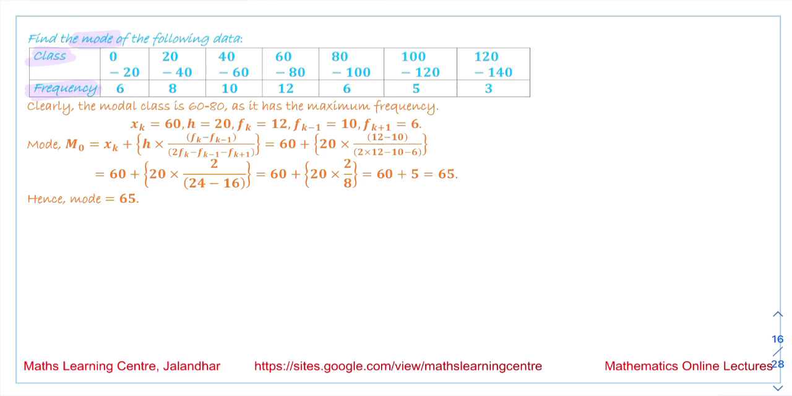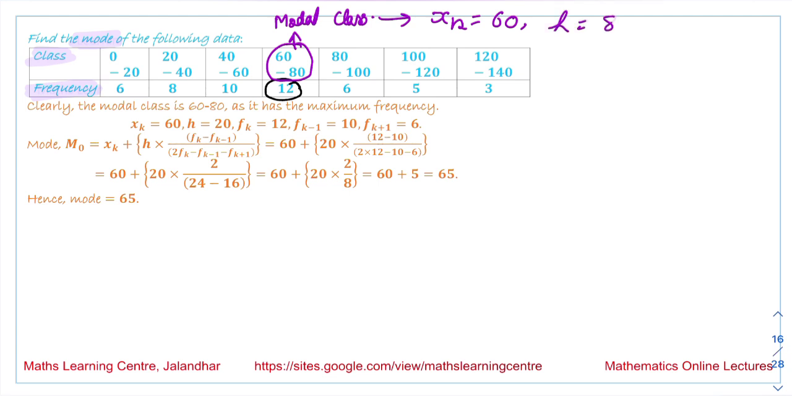So the first step we have to do is look at this data, look at this frequency, and we can see that the maximum frequency is for this class. It means this class over here, 60 to 80, is the modal class. If this is the modal class, it means the value of xk that we have is equal to 60, and the value of h that we have is 80 minus 60, which is equal to 20.